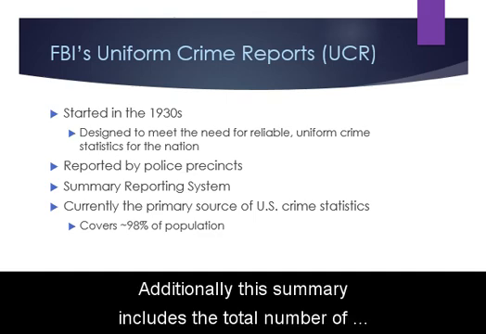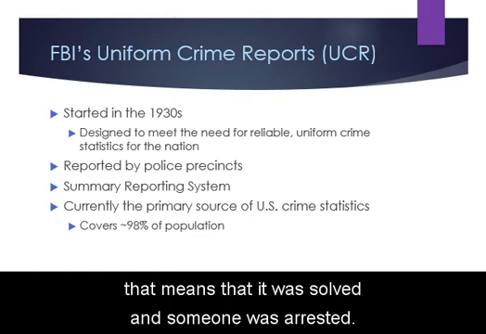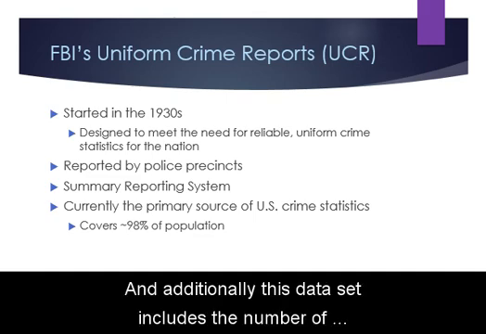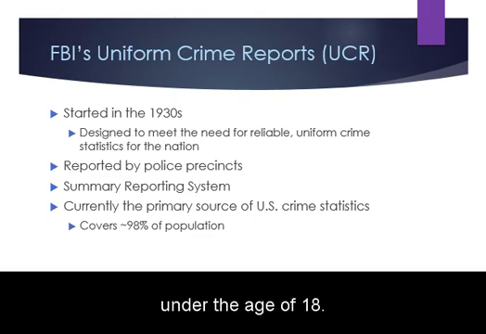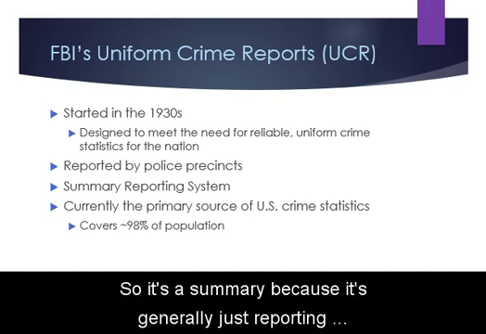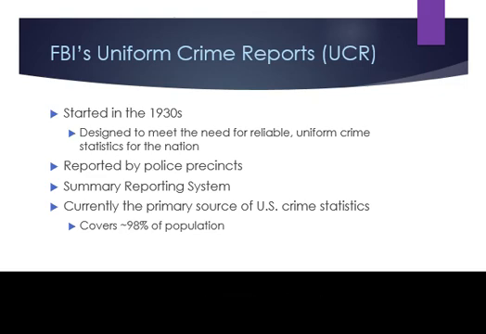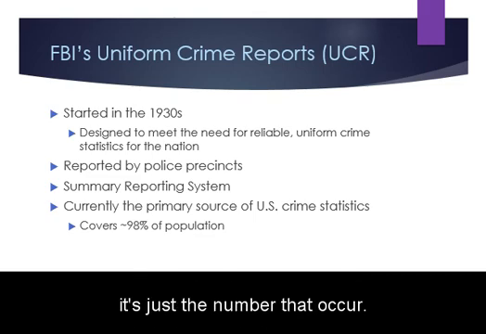Additionally, this summary includes the total number of offenses cleared, and for an arrest to be cleared, that means that it was solved and someone was arrested. And additionally, this data set includes the number of clearances involving a juvenile, so usually a person under the age of 18. So it's a summary because it's generally just reporting numbers. For most offenses, although some of them, for most of them, it does not include detailed information. It's just the number that occurred.